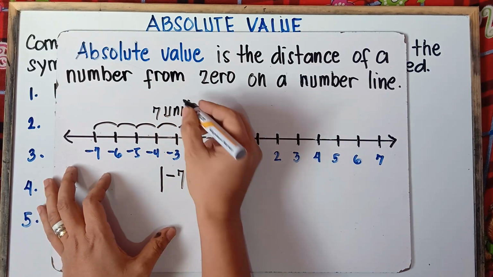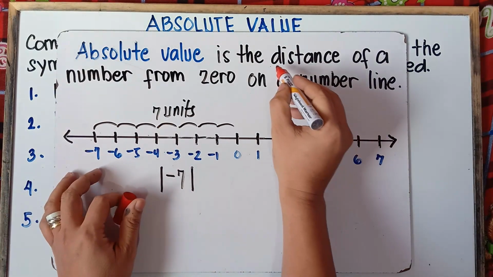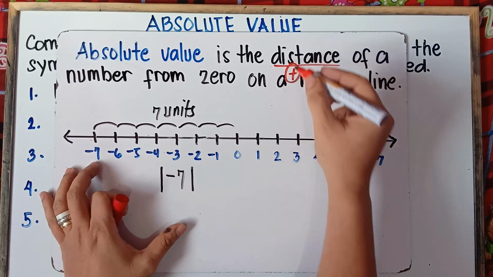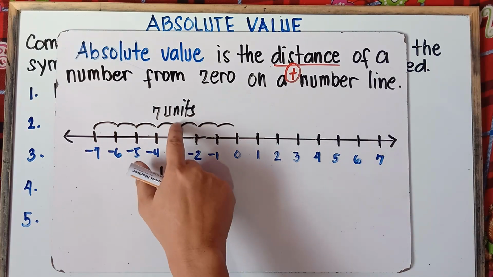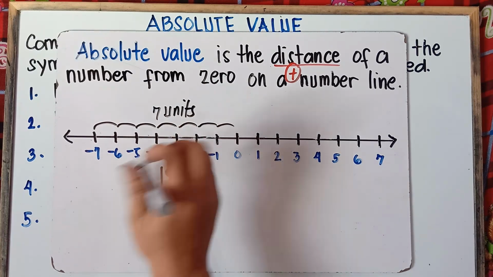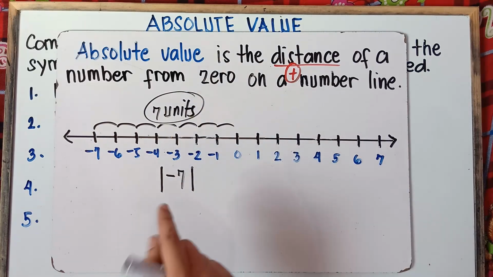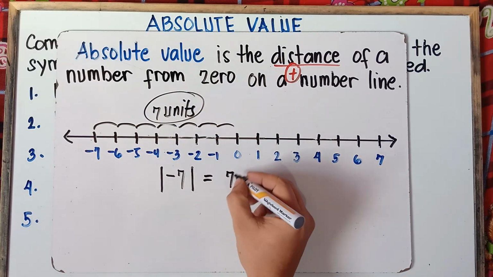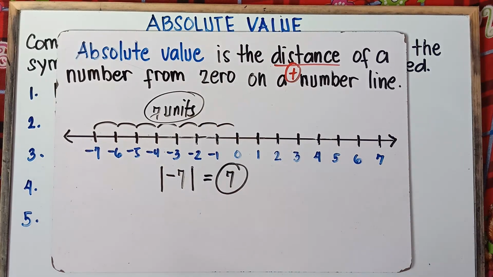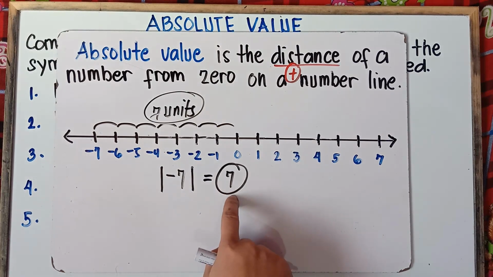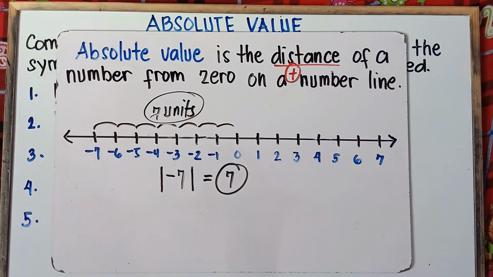Once again, class, if you're referring to the distance, your answer is always positive. The distance, class, is always positive. Therefore, the absolute value of negative 7 would be 7 units. The distance of a number from 0 is 7 units. So, 0 to negative 7 is 7 units. Therefore, the absolute value of negative 7, the answer is positive 7. Therefore, class, the absolute value of a number is always positive, because you are referring to the distance, and distance is always positive.